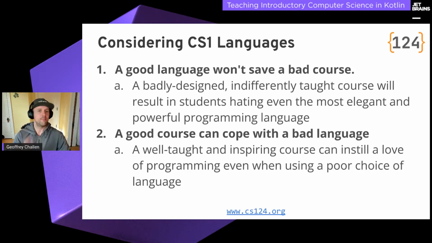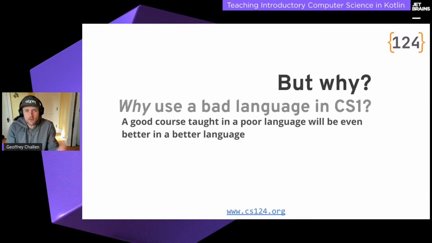So this is one of many choices that you make in an effective early CS course. But my question is simple: if you have a good class, why use a bad language, right? I mean, why continue to stick with a language that has a lot of limitations? Why not move forward and pick something new?